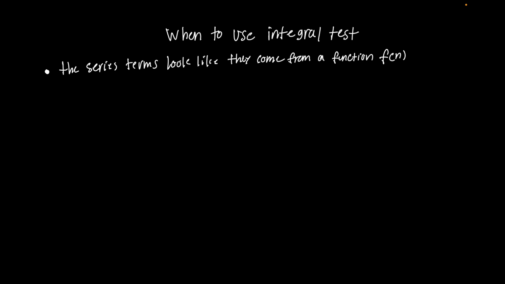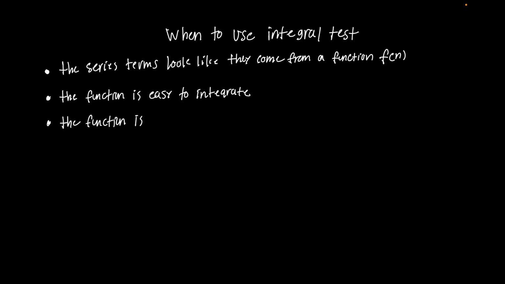Which we write as f of n. And then if the function is easy to integrate, and you know if the function is positive, continuous, and decreasing. These are the 3 conditions we have to check.